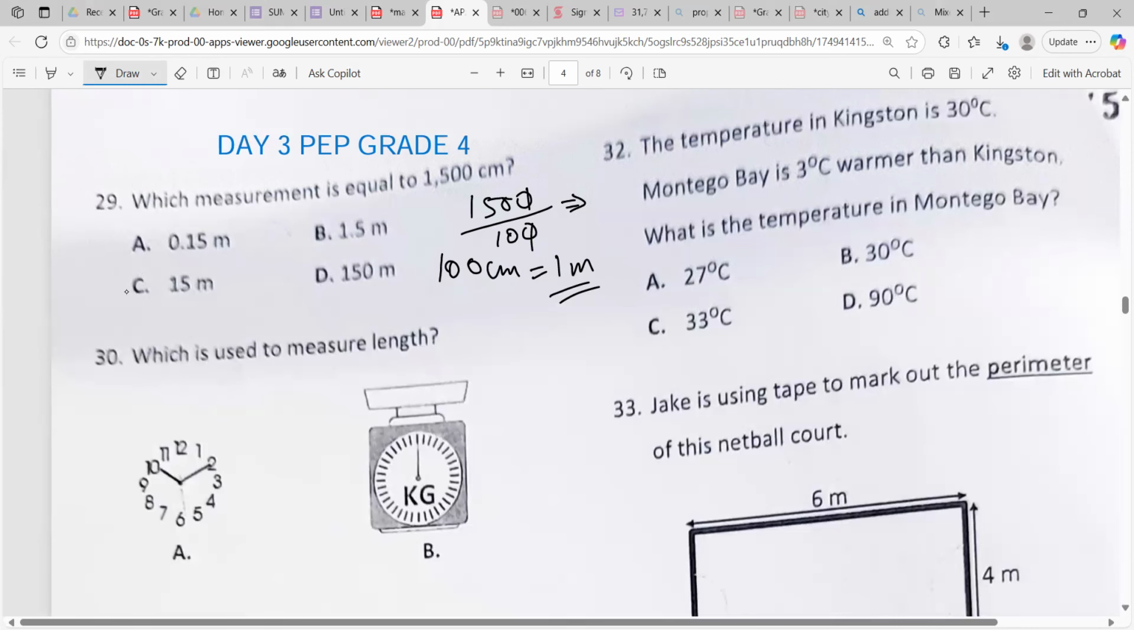You could just divide by 10, you know. When you're dividing by 10, we basically cross off the zeros. Because 1,500 divided by 10 will give you 150, and then you could divide by 10 again. So you get 15. Agree?